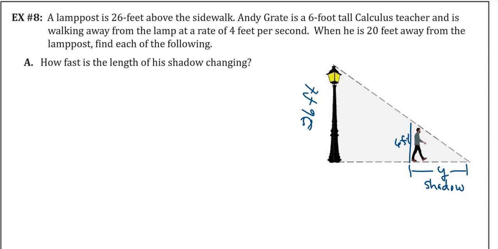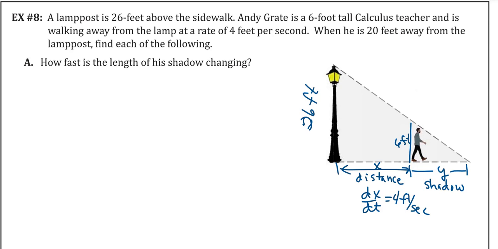And then x, I'm going to call it this part. This is his distance. I'm going to call that x. And what I do know is his rate of change of his distance is 4 feet per second. So what I don't know is his rate of change of his shadow. That's going to be what we're finding here.